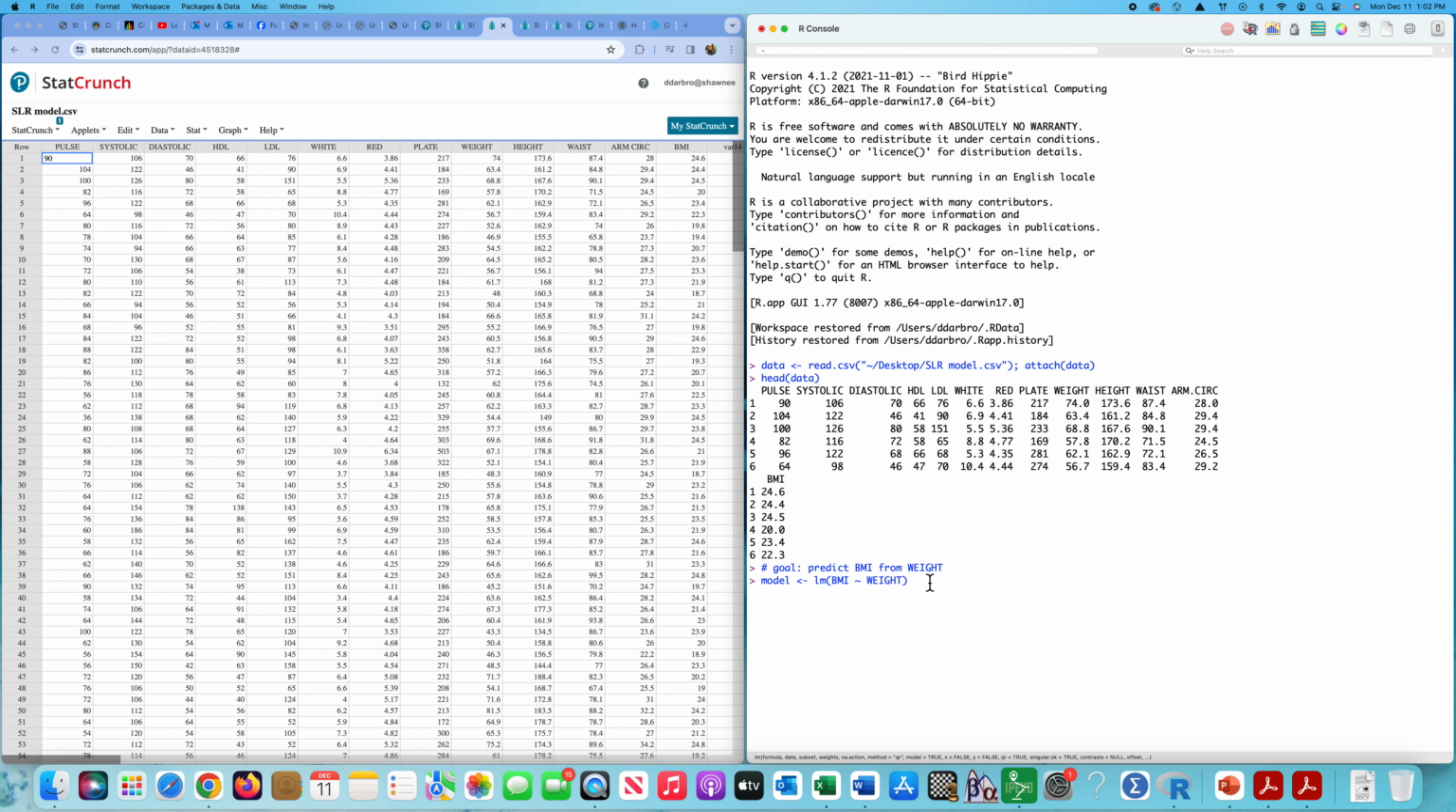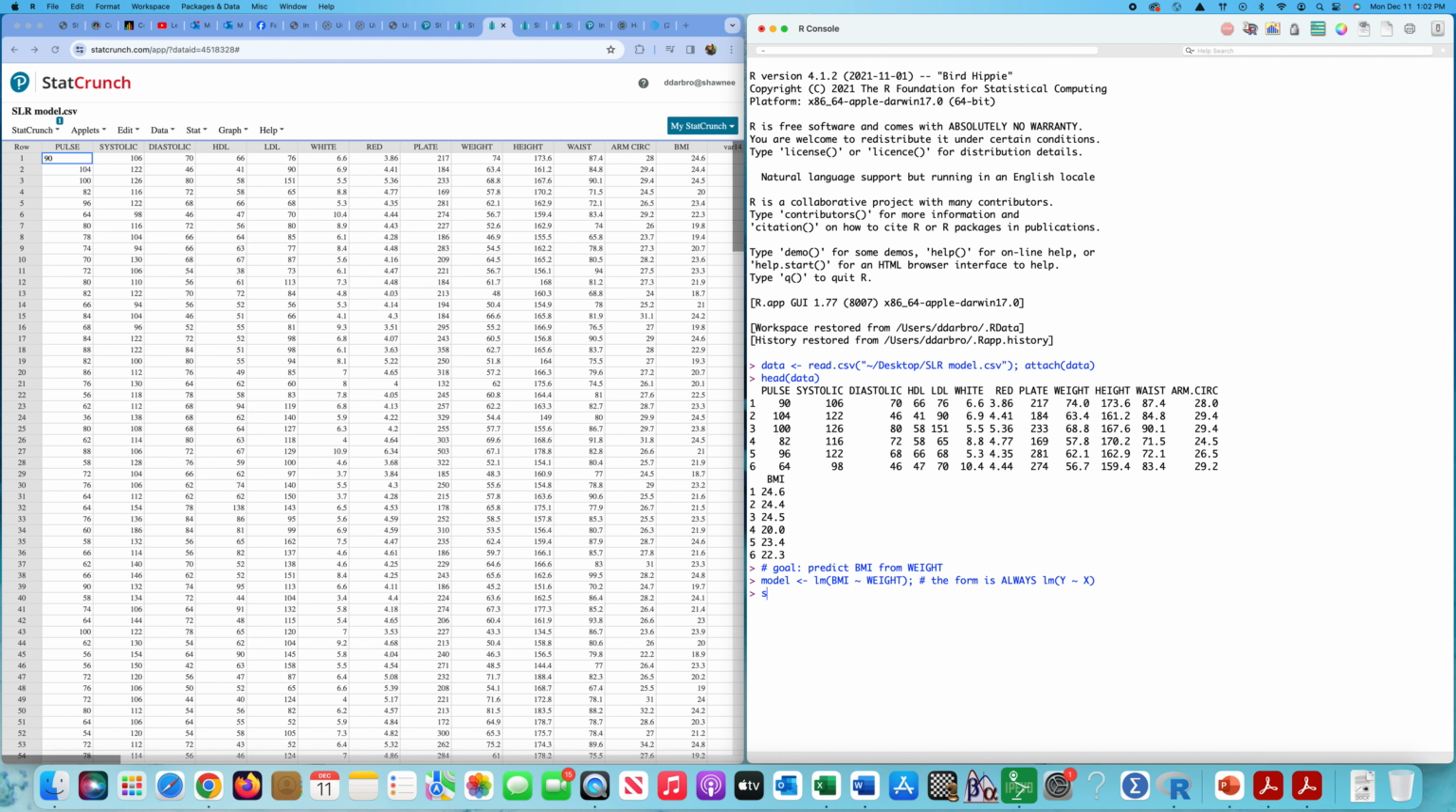So again, let me use a hashtag so I can communicate to you. The form is always, and if you get this backwards, you know what happens, it's always lm Y tilde X. Whatever we're predicting is always Y. So BMI is our Y and weight is our X, so this should make sense. And unfortunately, if you get that backwards, you get all the wrong answers.